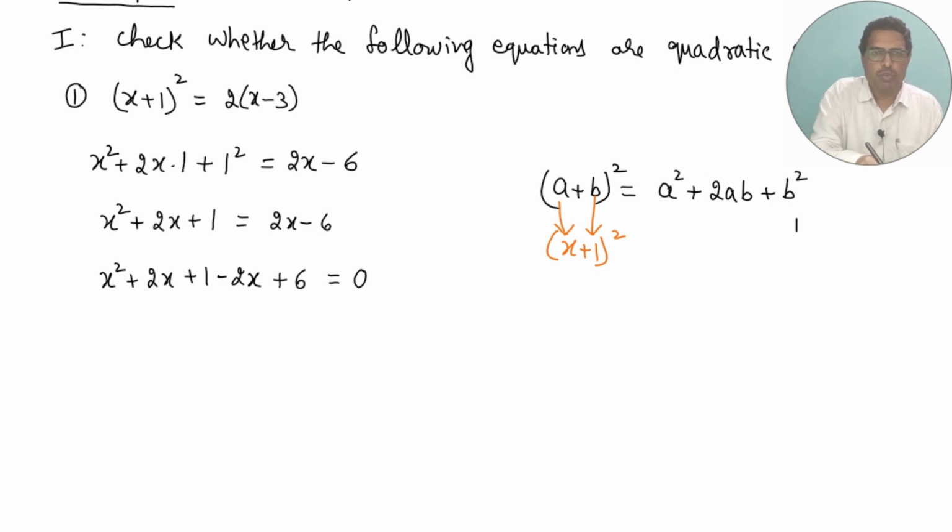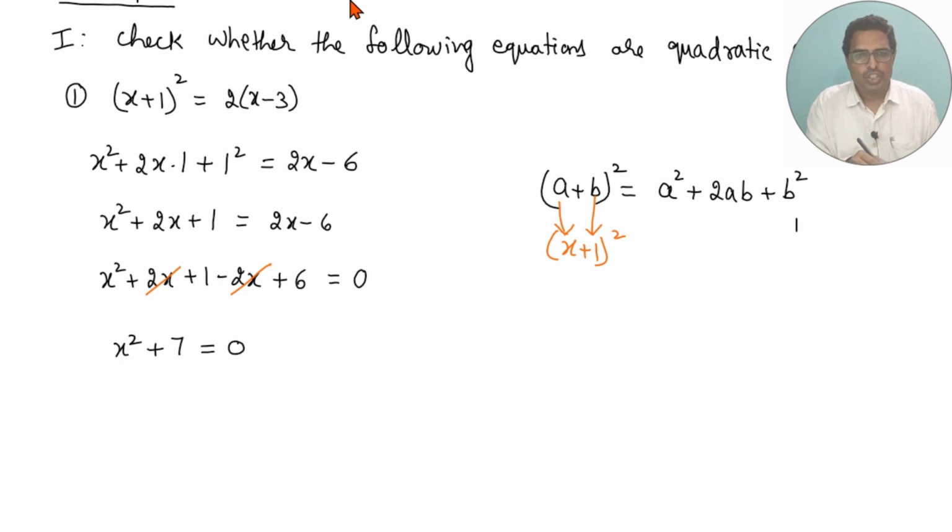Let us further simplify this one. You can observe that this plus 2x and minus 2x will cancel out, and we are left with x square, and 1 plus 6 will be 7. x square plus 7 is equal to 0. Since the equation that we have got is x square plus 7 is equal to 0, now we'll check whether this given equation is a quadratic equation or not. If it is a quadratic equation, you have to get it in the form of ax square plus bx plus c is equal to 0.